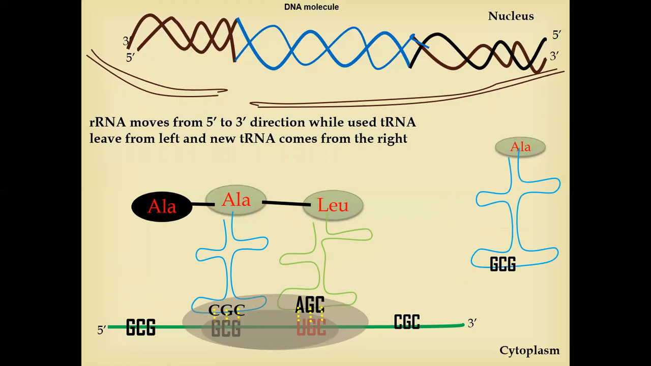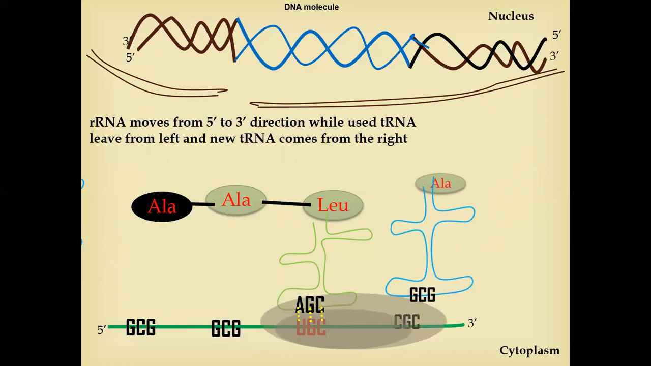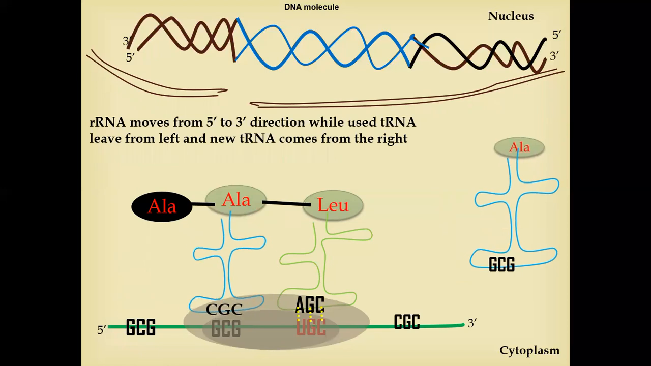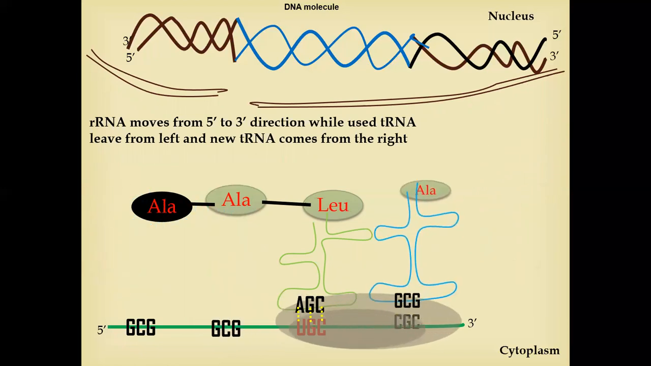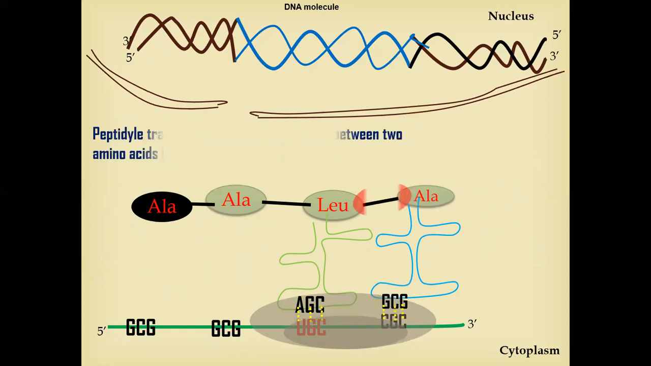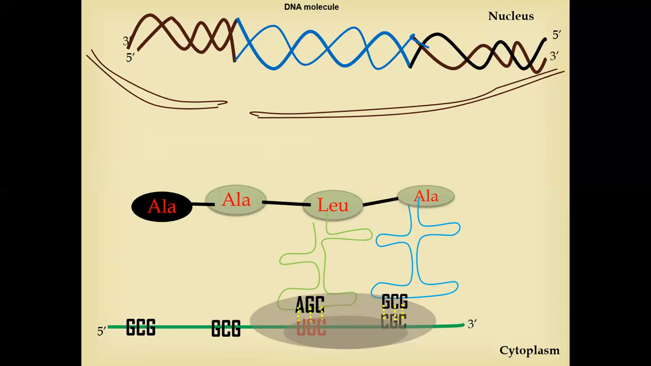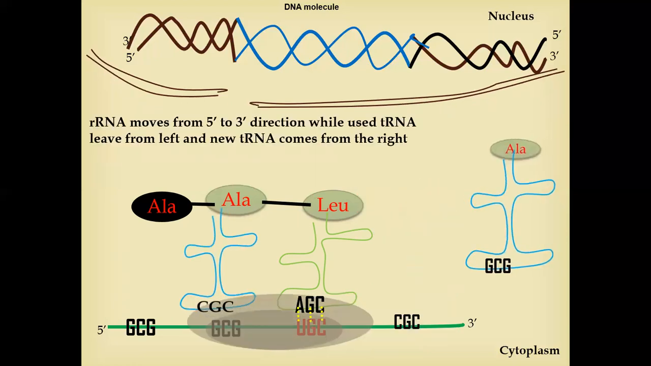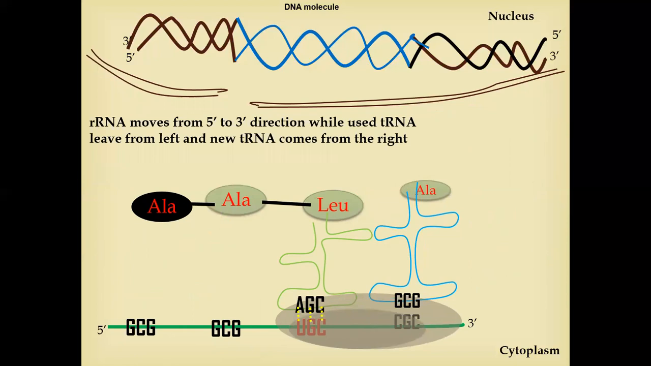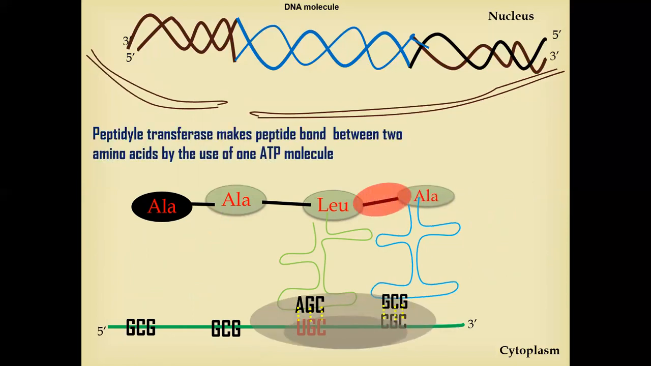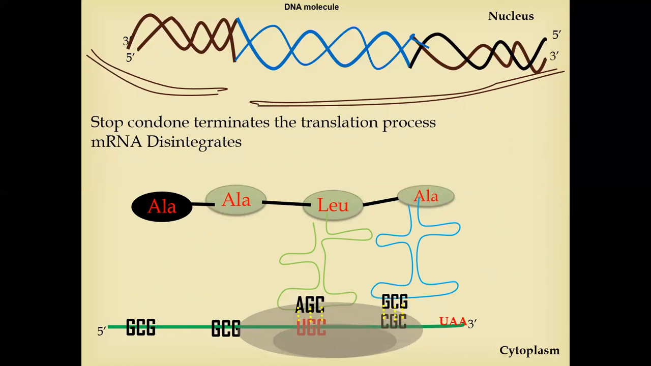Now the ribosome will proceed further to the right, and the new transfer RNA will come in from the right. This procedure will continue once again by the peptidyl transferase enzyme. So this enzyme will make peptide bonds continuously, and the ribosome will keep proceeding from the 5' to the 3' direction until the stop codon arrives.